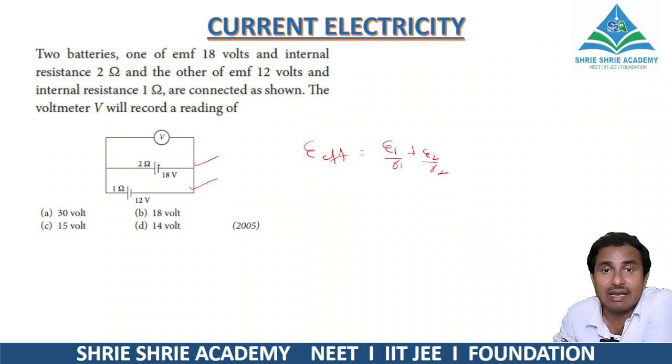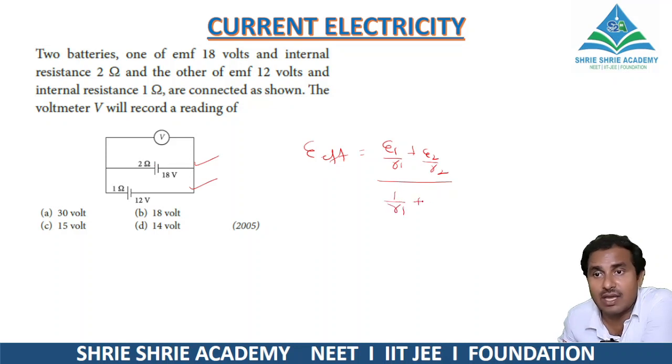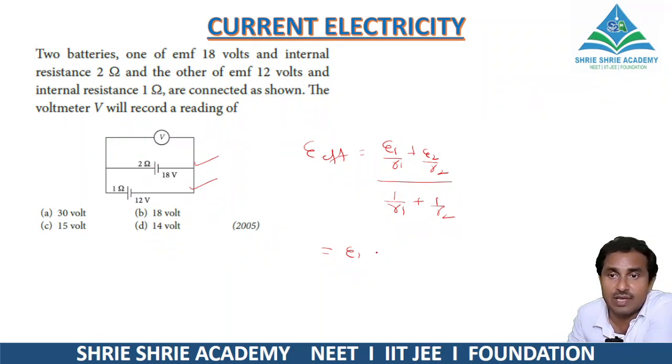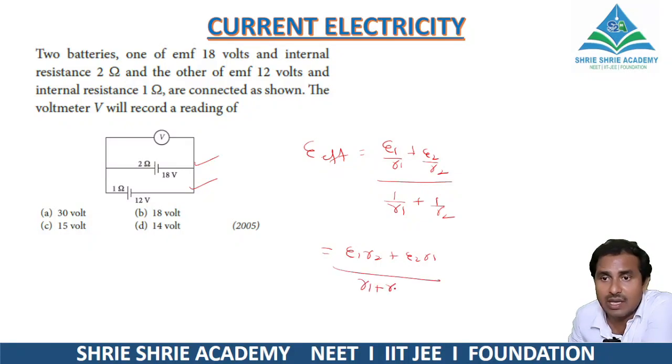Rightly connected. Parallel rightly connected means positive and positive on one side. Divided by the resistances, and only 2 are given: 1 by R1 plus 1 by R2. And for 2 batteries, we can have the other formula also. Rightly connected in parallel, positive on one side, write (E1 R2 + E2 R1) divided by (R1 + R2). You substitute everything and get 14 volt.